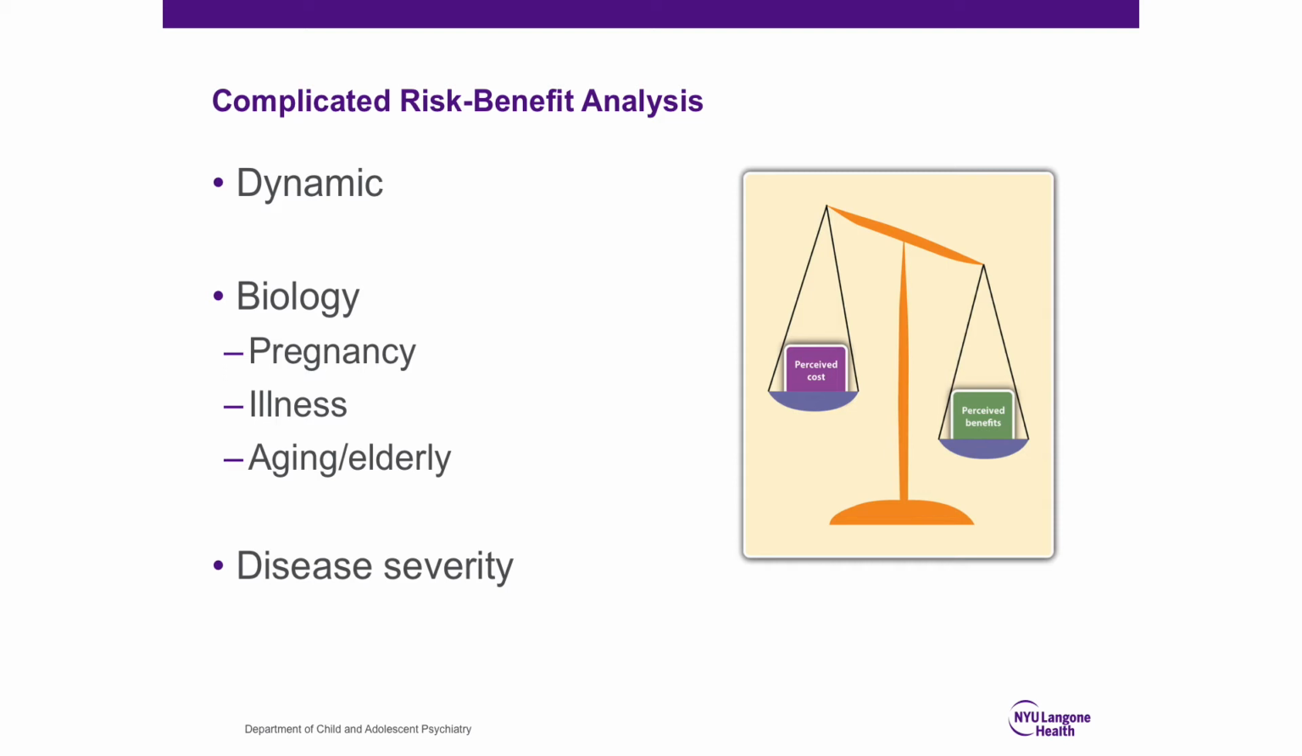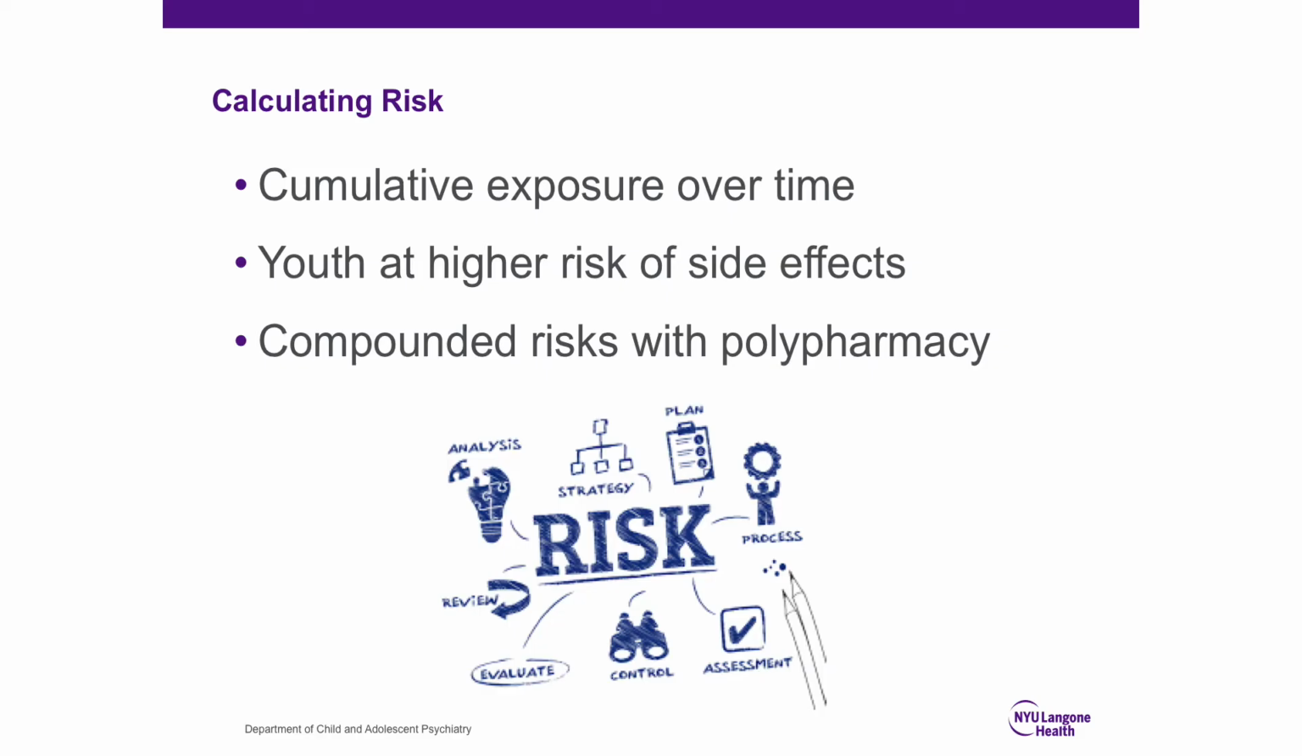Risk-benefit analysis is influenced by biology, health, and illness. One of the most striking examples might be pregnancy, where the risks of medications essentially change overnight. Illnesses such as obesity change the risk of some of the medications we use, such as atypical antipsychotics. And risk-benefit analysis is related to disease severity. So for example, antidepressants are more effective in youth who are more depressed, whereas mild to moderate depression might be better treated with psychotherapy.